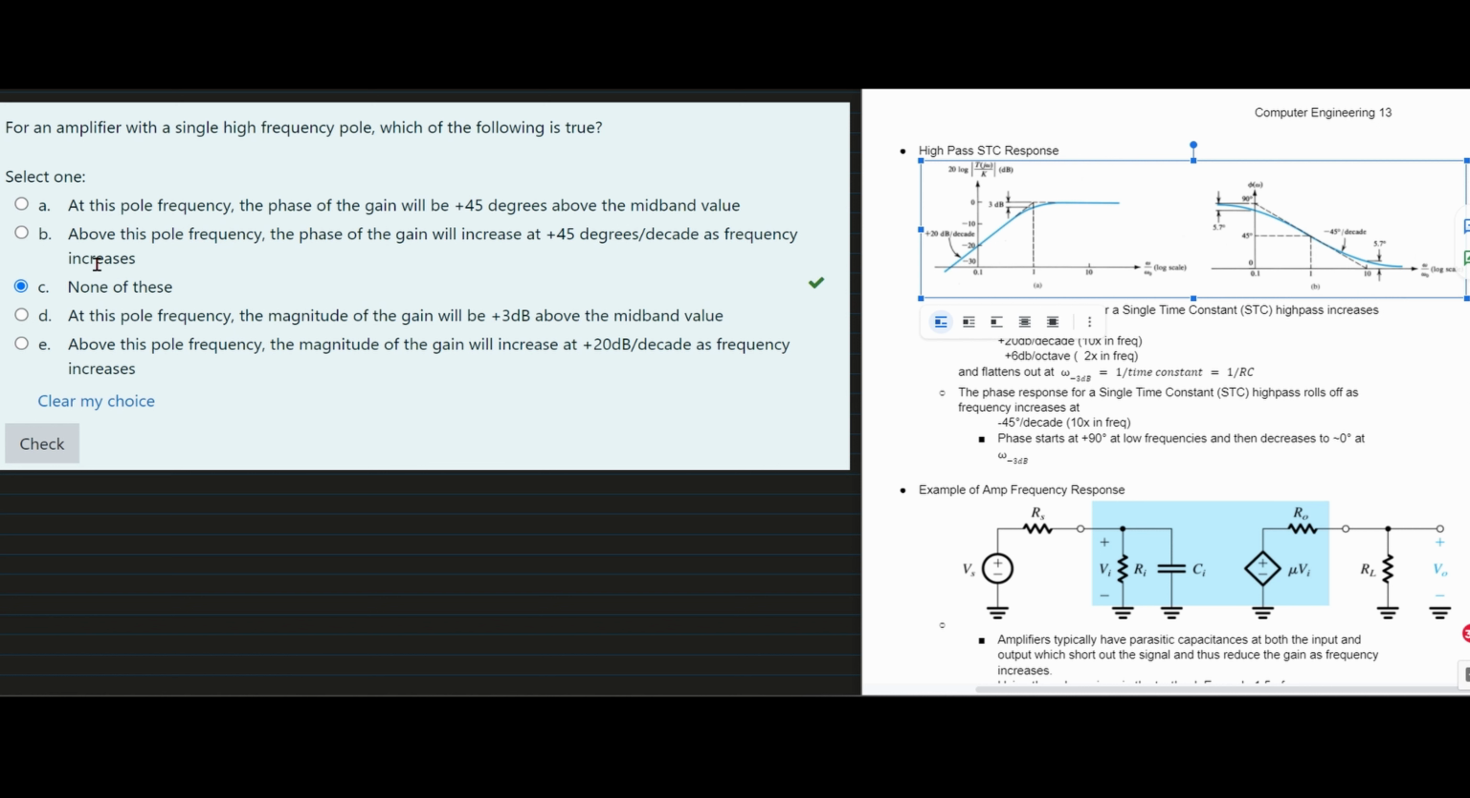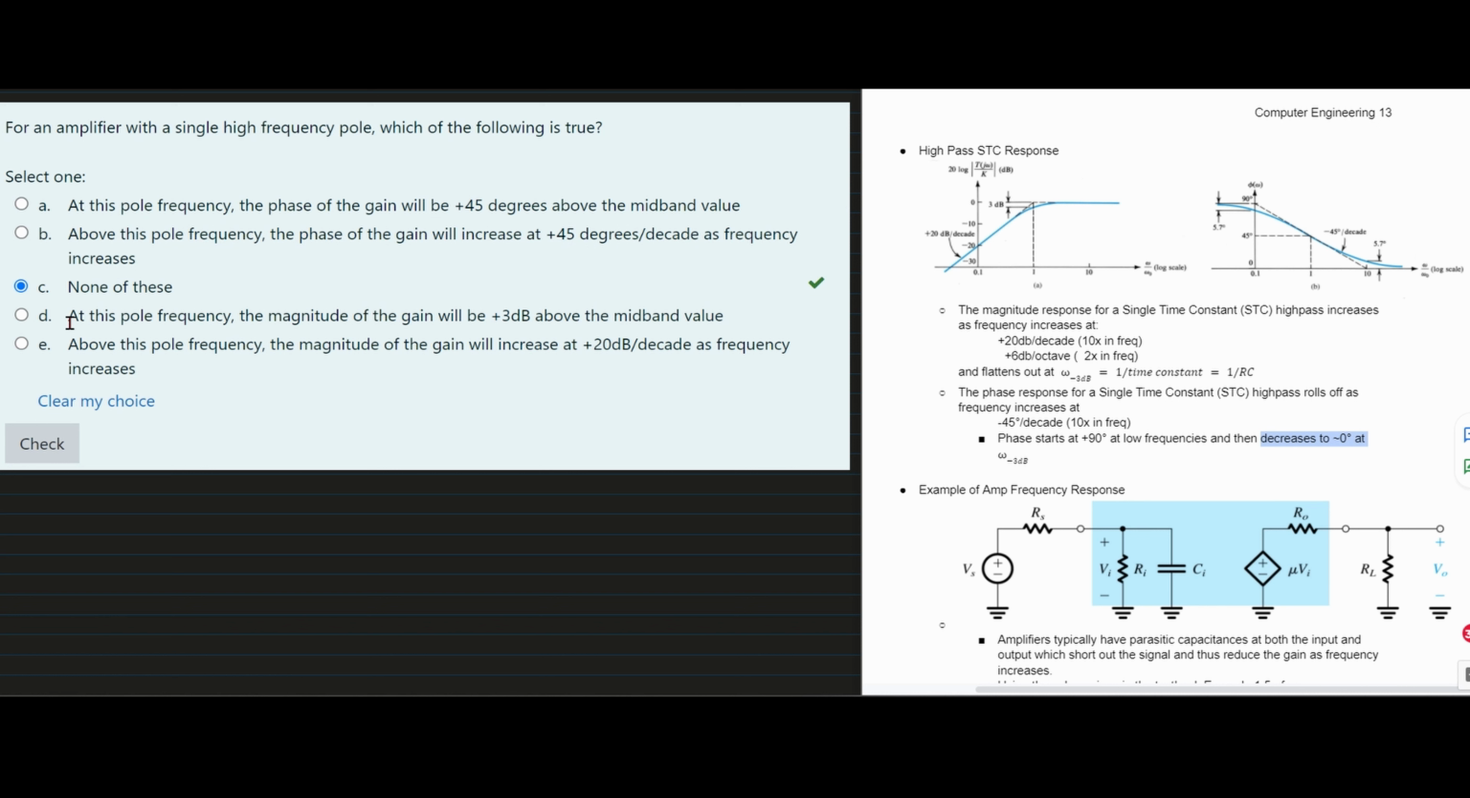Now we see above the pole frequency, the phase of the gain will increase at plus 45 degrees per decade as frequency increases. This is very similar to the last one, except now we are above the pole frequency, which would be right here. And so how would we be increasing? Well, it'll be increasing or decreasing at about 0 degrees. So that will not be true. And then we also have none of these, but we'll get to that in a second.